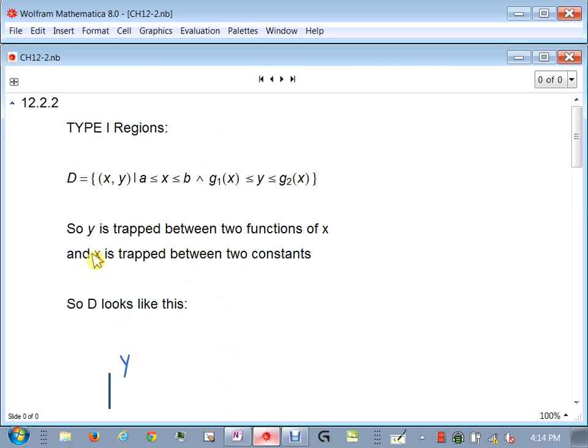X's are between constants. That's what this says up here. My x's are between two constants, and my g functions, g1 is the one on the bottom, g2 is the one on the top. My y is stuck between two functions of x. Okay? See the difference between that and a rectangle?